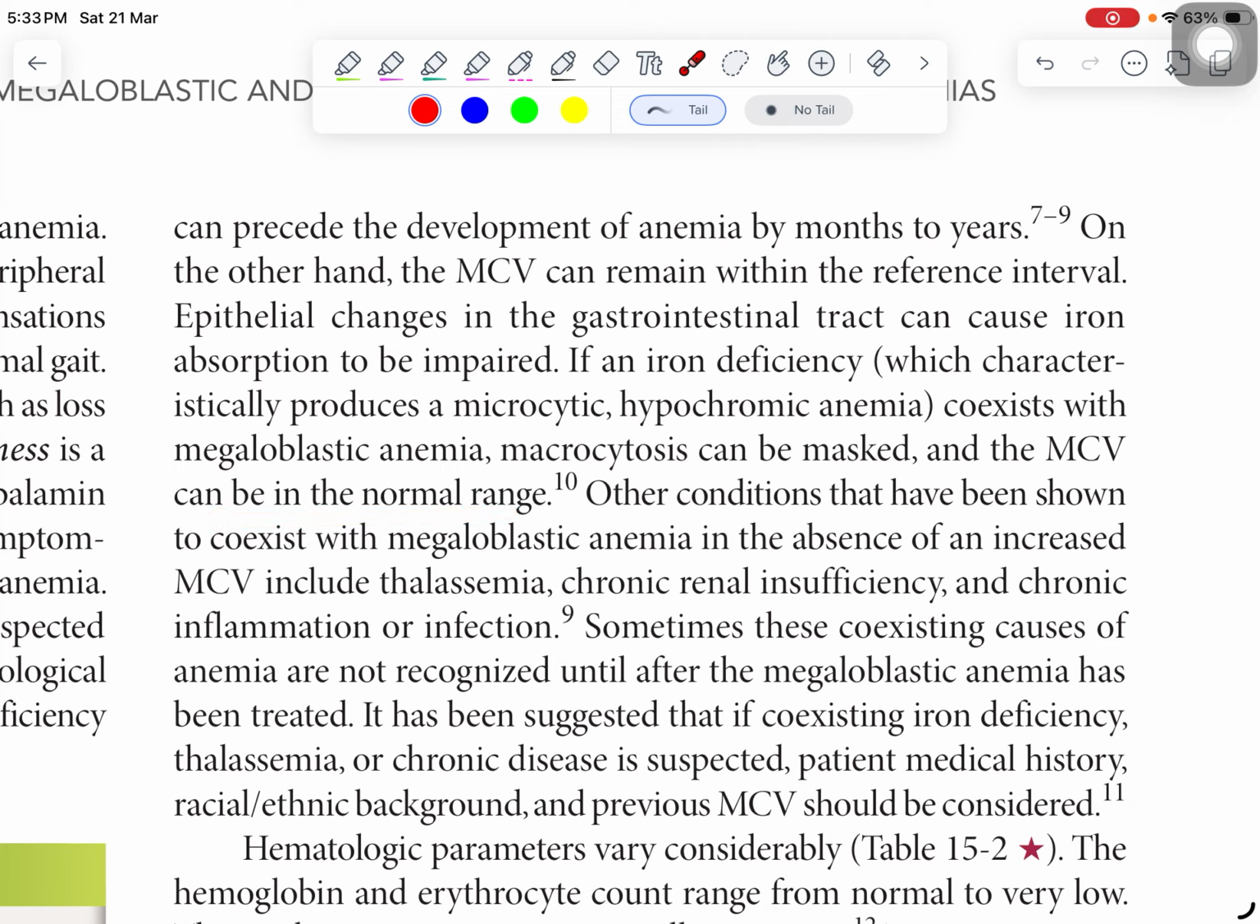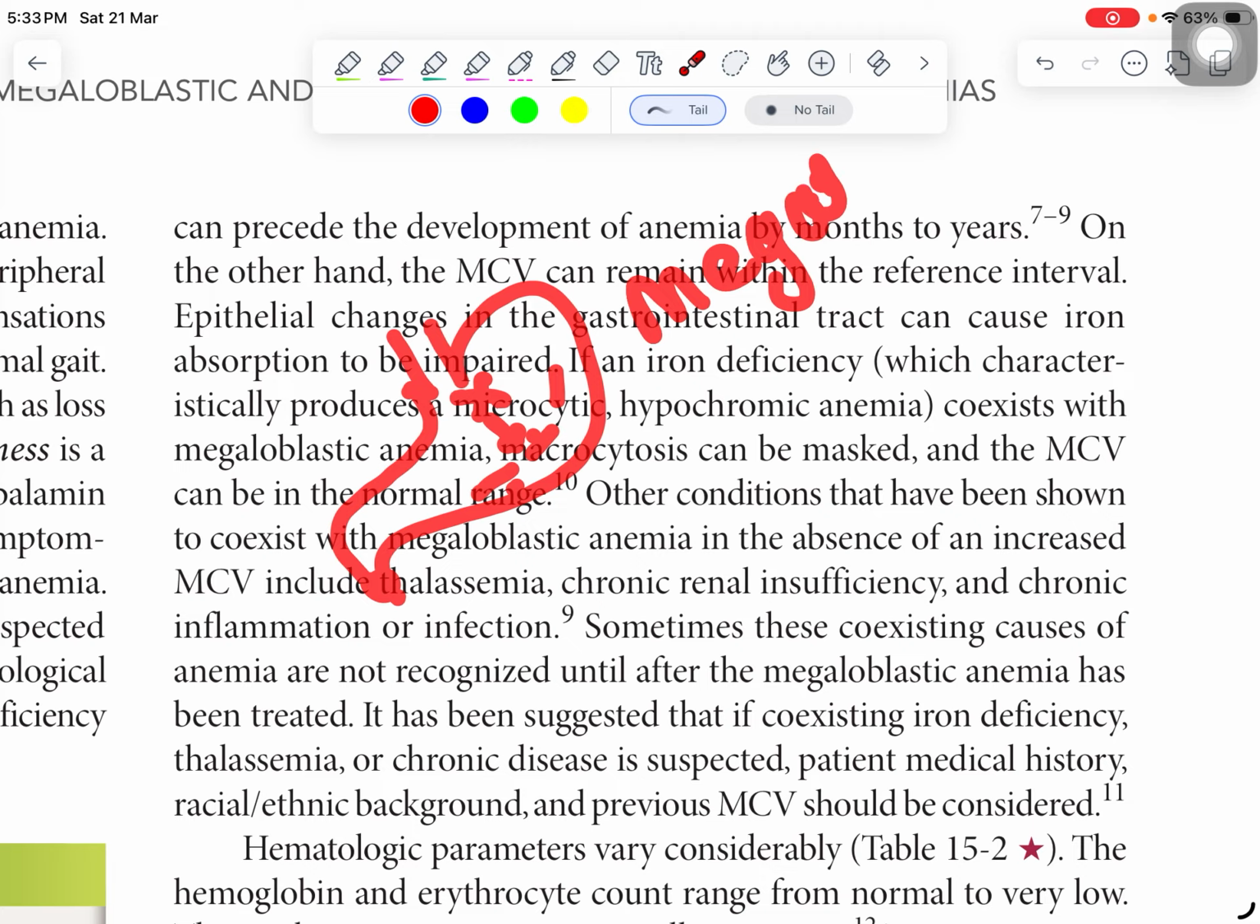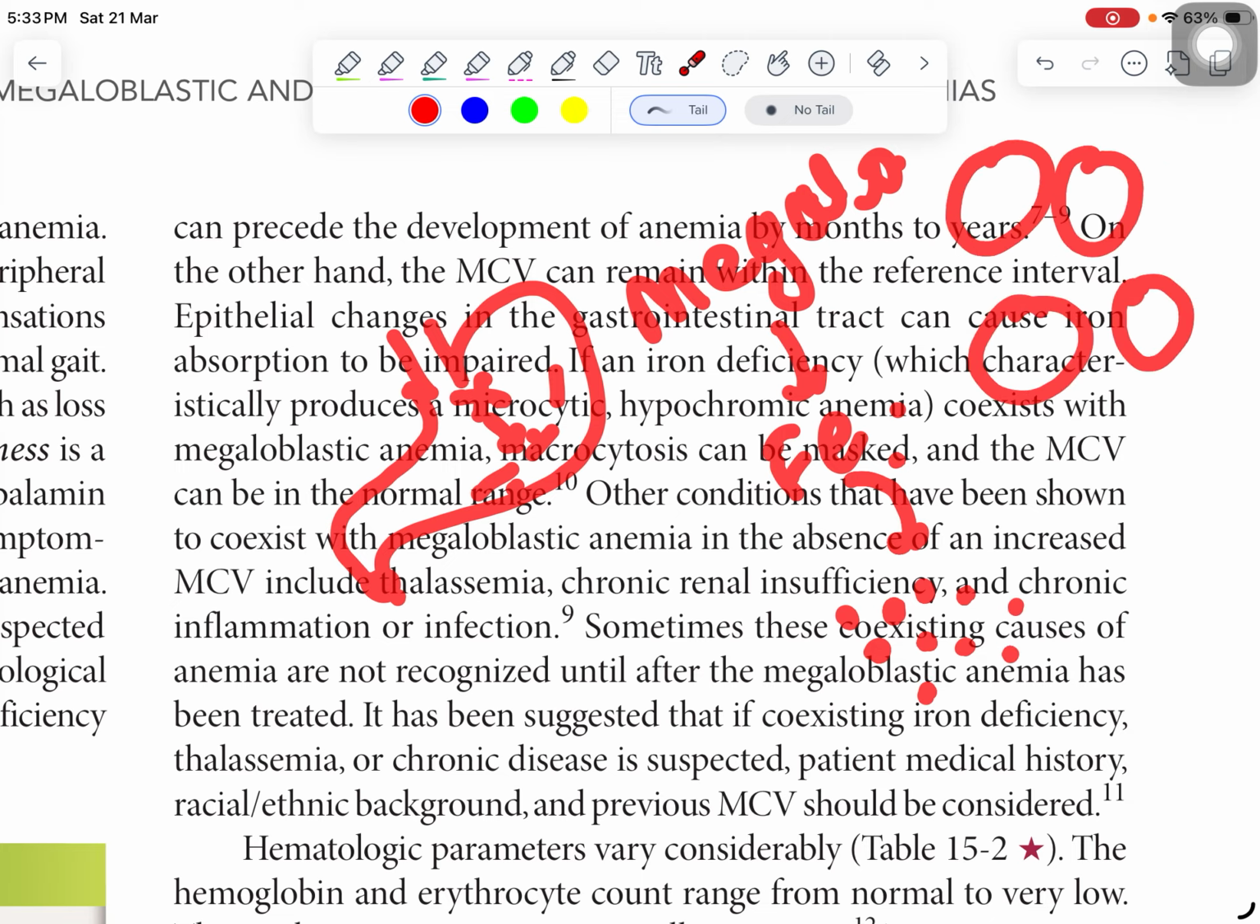Suppose in the gastrointestinal tract there is epithelial damage and absorption is impaired. Then obviously megaloblastic anemia happens, and along with that, iron deficiency can occur. In iron deficiency we have microcytic hypochromic anemia, but in megaloblastic anemia we have big cells, macrocytic anemia. So both together compensate and the MCV can be normal.